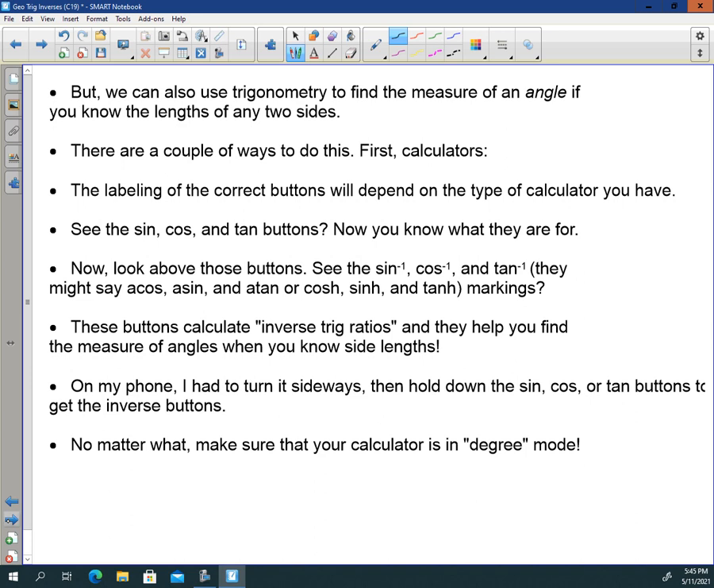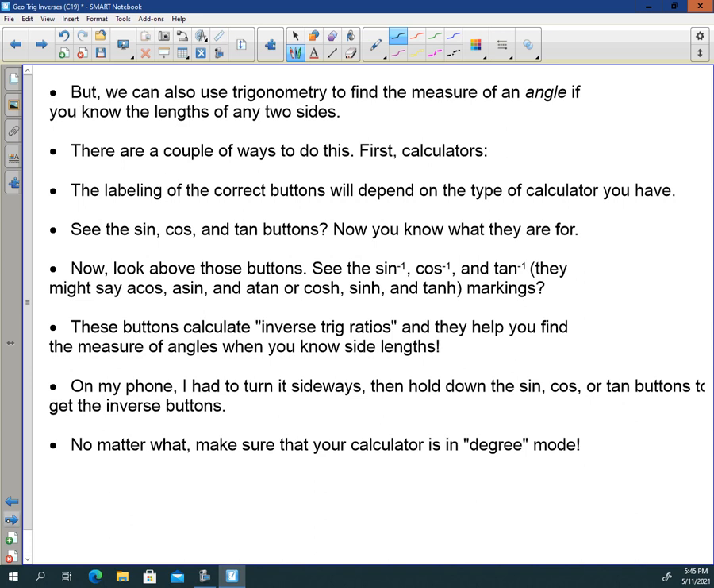Your calculator may say a cos, a sin, or a tan, and it might even say cos H, sin H, and tan H. All of these things are the same. It all just depends on how your calculator manufacturer decided to express these buttons. These buttons calculate inverse trig ratios. They help you find the measure of angles when you know side length.